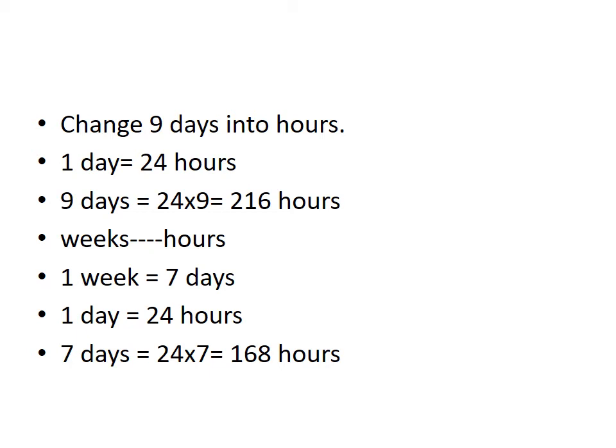Now we will learn how to change weeks into hours. Right? 1 week is equal to 7 days. Now you have to change days into hours. 1 day is equal to 24 hours. Therefore, 7 days is equal to 24 multiplied by 7 is equal to 168 hours.